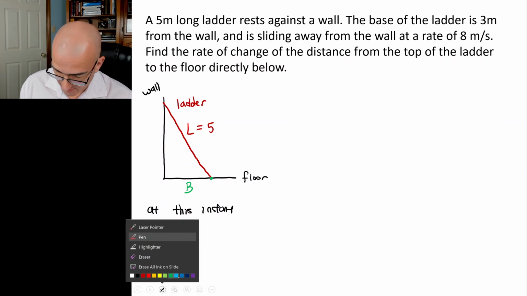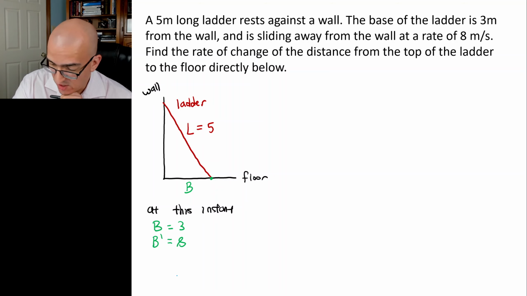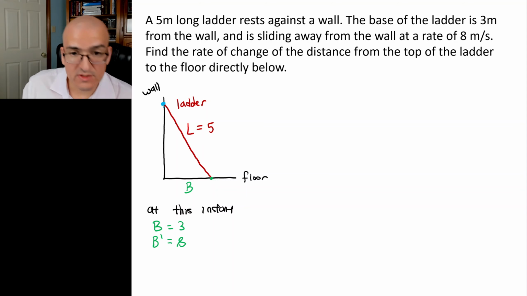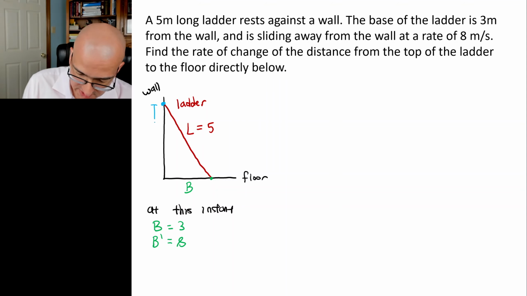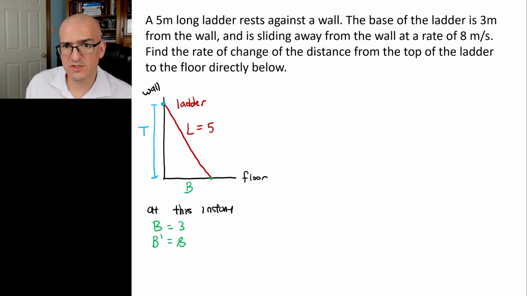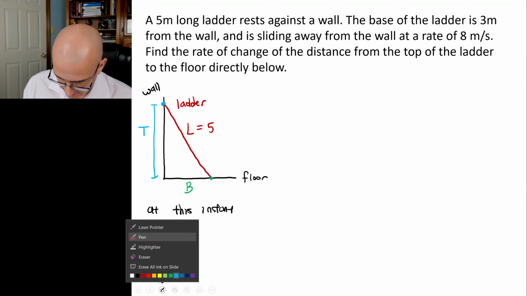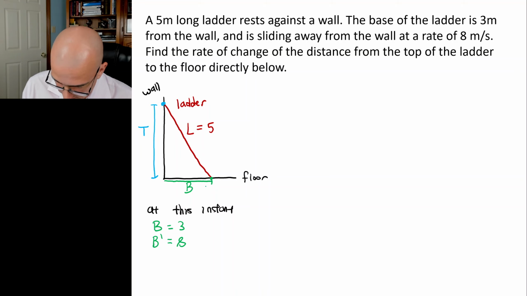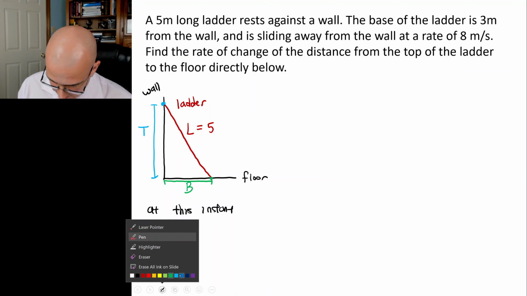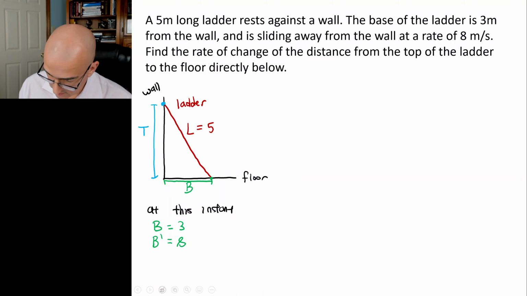Then it says, find the rate of change of the distance from the top of the ladder to the floor directly below. So that there is the top of the ladder. I'm going to call this distance from there to there, I'll call that T for top, distance to top of ladder. And I should label this here distance B. Okay. So at this instant, we don't know what T is. T equals question mark. And what do we want? Find the rate of change of the distance from the top of the ladder to the floor directly below. We want T prime.